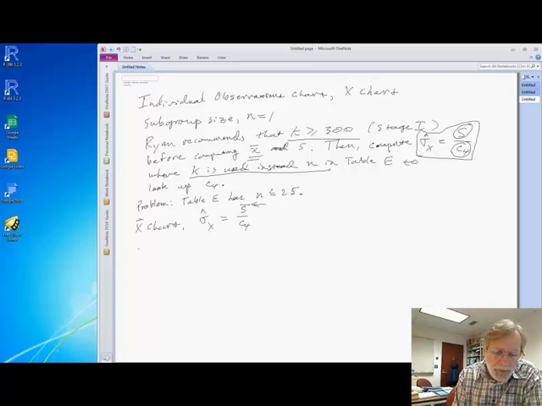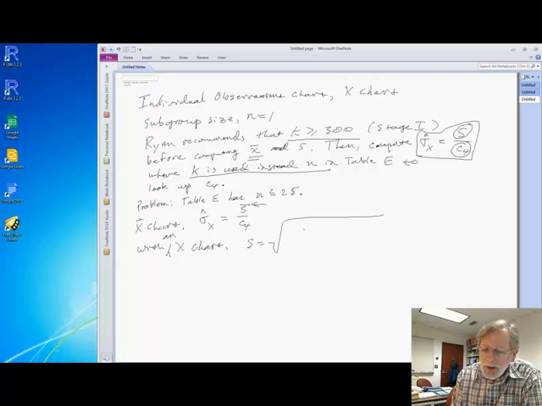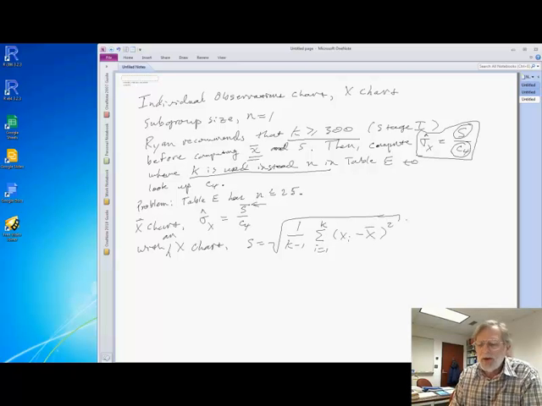So with an X chart, S equals the square root of 1 over K minus 1, sum i equals 1 to K of xi minus x bar, squared. The classic definition of the sample standard deviation, because I'm not computing within subgroup standard deviations. Why? Because I only have one observation in each subgroup.